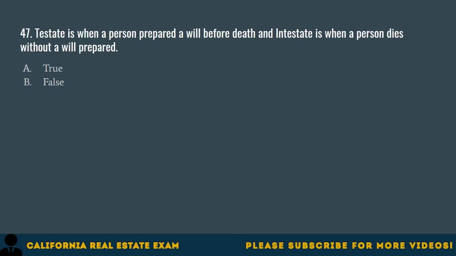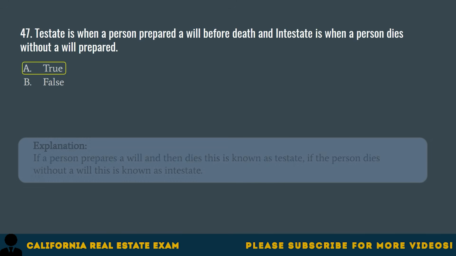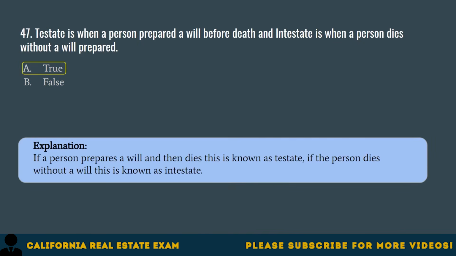Question 47. Testate is when a person prepared a will before death, and intestate is when a person dies without a will prepared. A. True. B. False. The correct answer is A. True. If a person prepares a will and then dies, this is known as testate. If the person dies without a will, this is known as intestate.